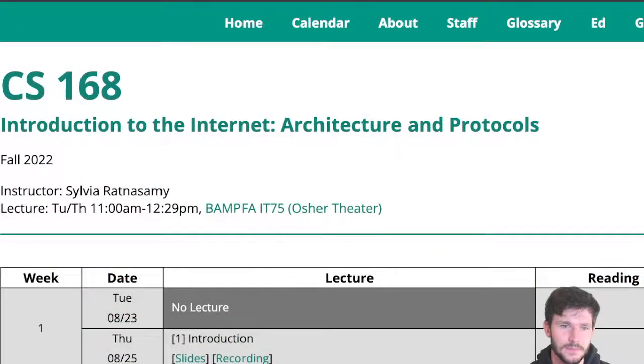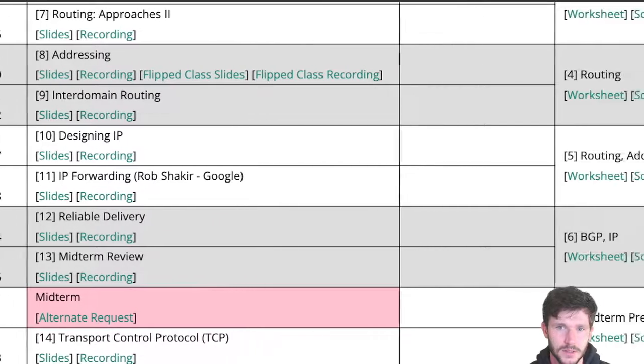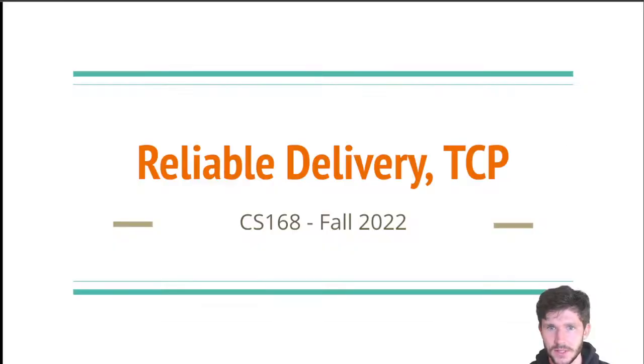For this discussion, we're going to be talking through reliability and thinking about L4 in our network stack. You can find all the materials for this discussion at cs168.io. We scroll down here to discussion 8 on reliable delivery in TCP. We can open up the slides in the worksheet that we're going to take a look at today. So let's get started.